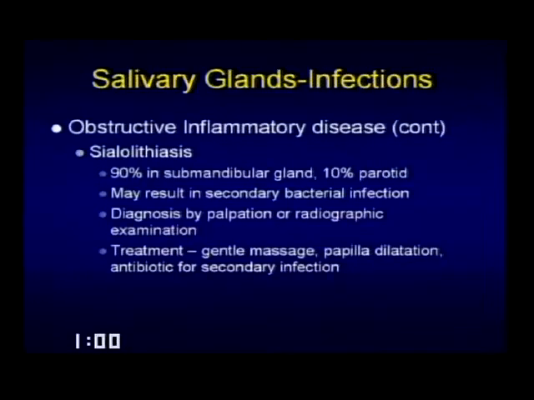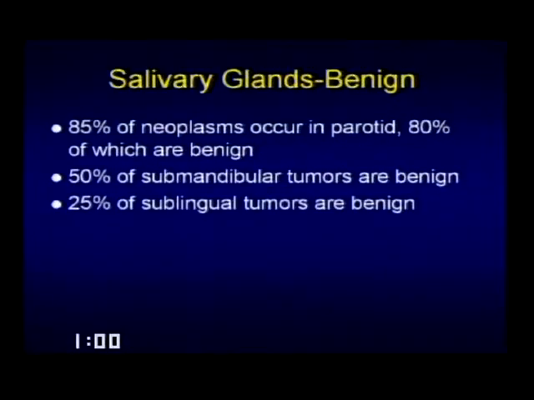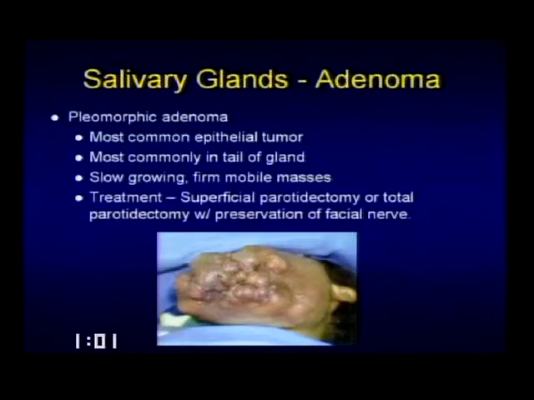and you may want to put your patients on antibiotics for secondary infections. Going into the neoplasms of the salivary glands, 85% of the neoplasms occur in the parotid gland. 80% of the time, those neoplasms are benign. 50% of the submandibular tumors are benign, so they are more commonly malignant in the submandibular group, and even more commonly malignant in the sublingual gland, although rare. The most common benign adenoma you need to know about, remember this one, is pleomorphic adenoma. It comes up all over. It's the most common epithelial tumor. It's most commonly found in the tail of the gland. It's slow growing, firm, and mobile.